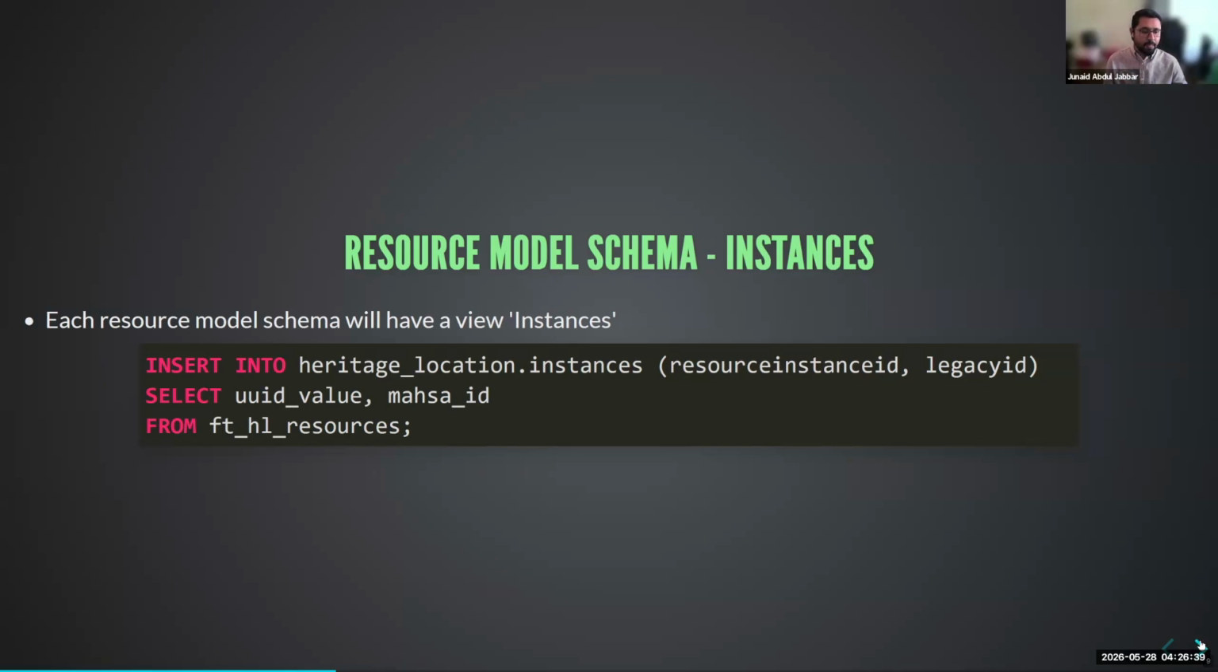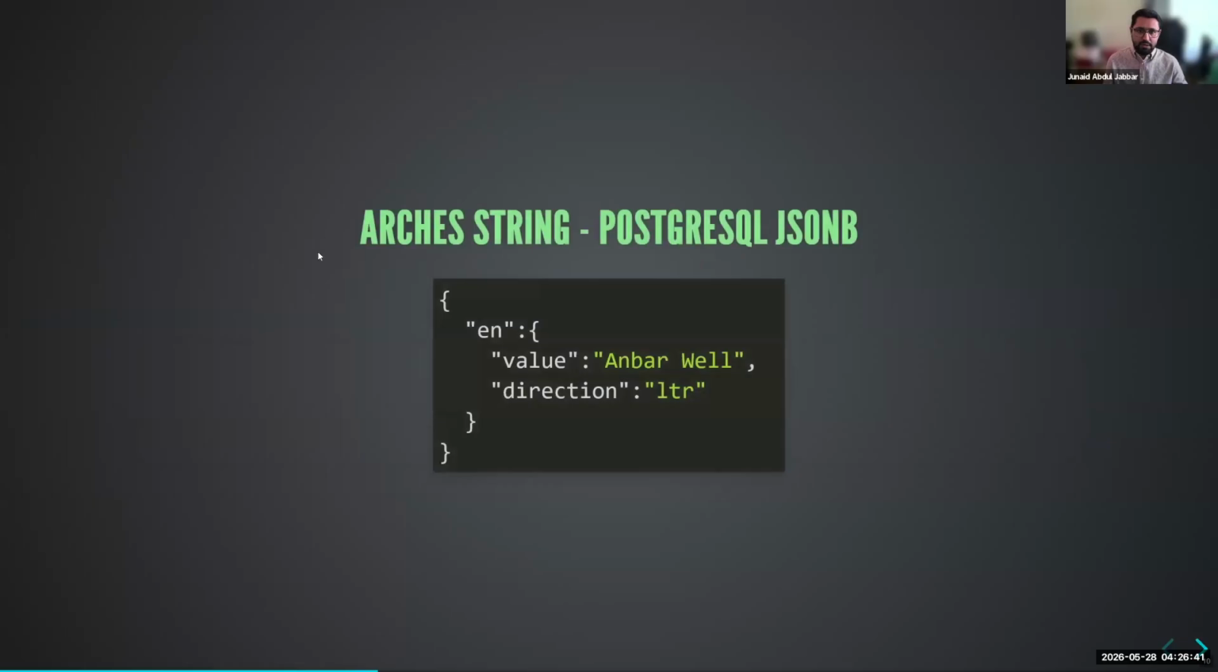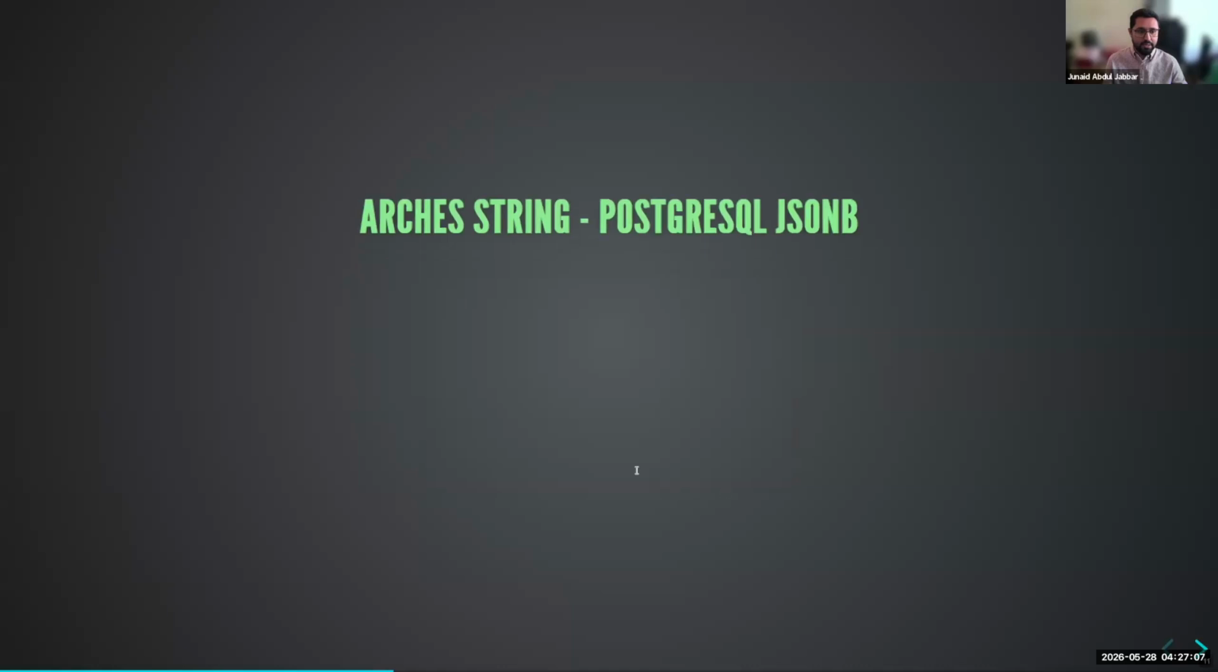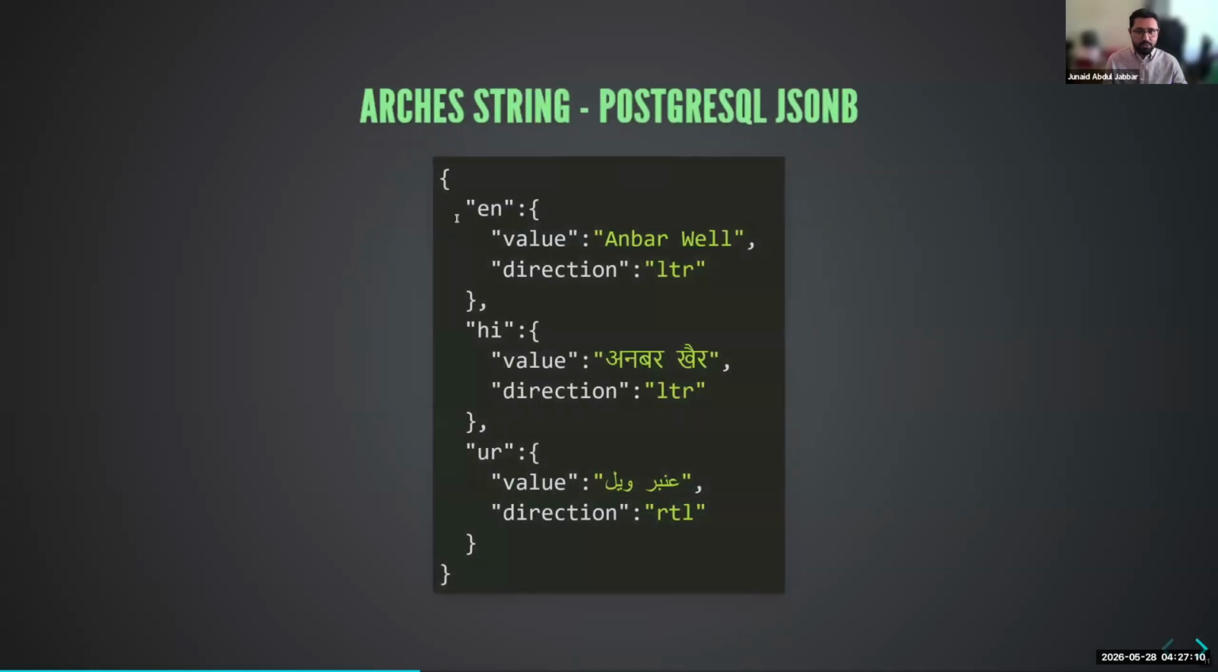Looking at the string data import, with Arches' internationalization release in V7, all of the string data is now stored as a JSONB data type, which includes the language key and then the value of the string, and also the direction. Like this is English, then value is Amberwell, and direction is left to right. So in our case, if there are more languages like Hindi and Urdu, the JSON object would look something like this. Hindi is also left to right, and then Urdu is right to left.